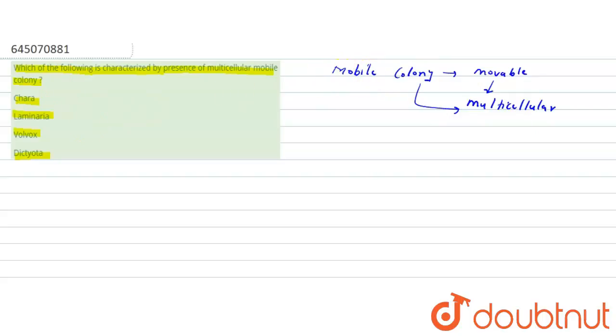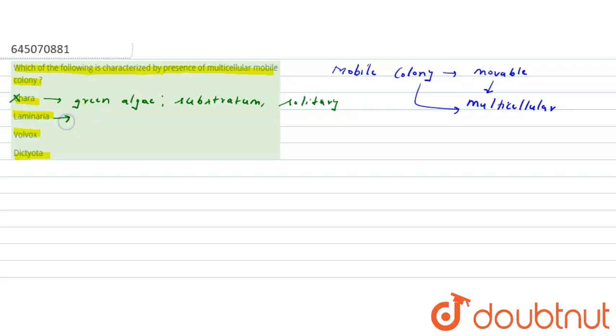If we talk about the first option, that is Chara. Chara is a green algae, and it is attached to the substratum and it is solitary. It does not form a colony, and that is why it is not multicellular. So this option is incorrect.